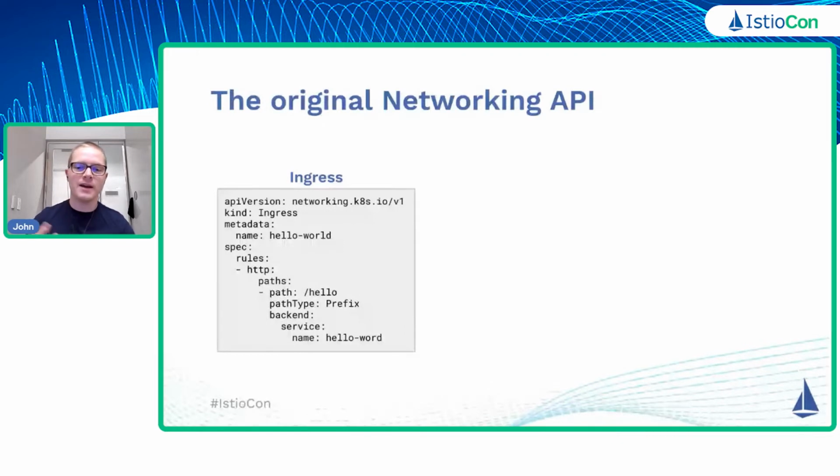If we go back in time, the original networking ingress API was the ingress resource in core Kubernetes. This API has been around for almost the entire lifetime of Kubernetes, and it's served a pretty good purpose. It is very simple. You can look at this, even if you're not familiar with the API, and get a feel for what it does.